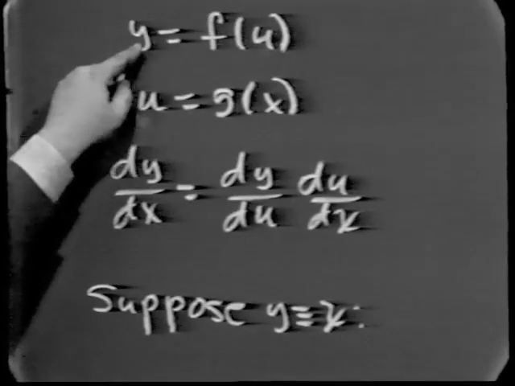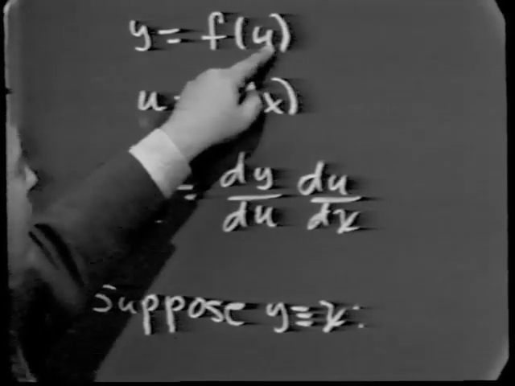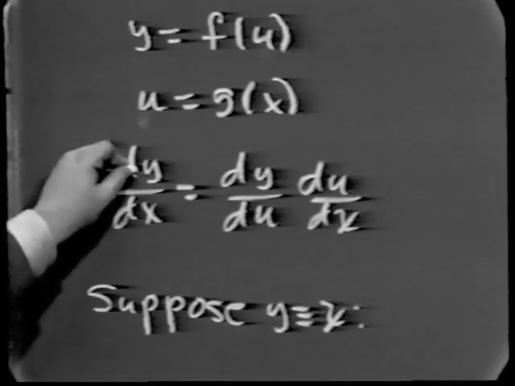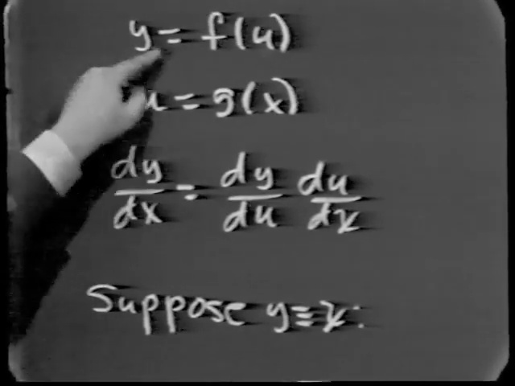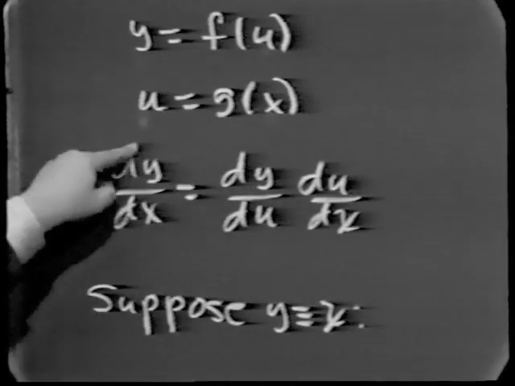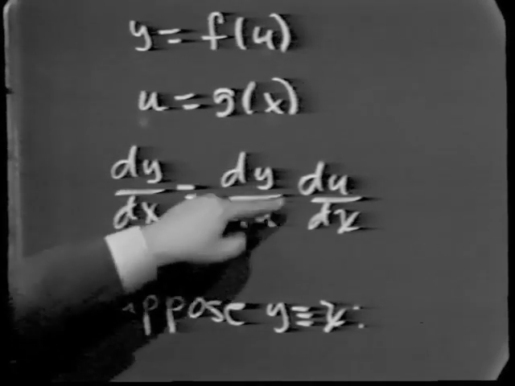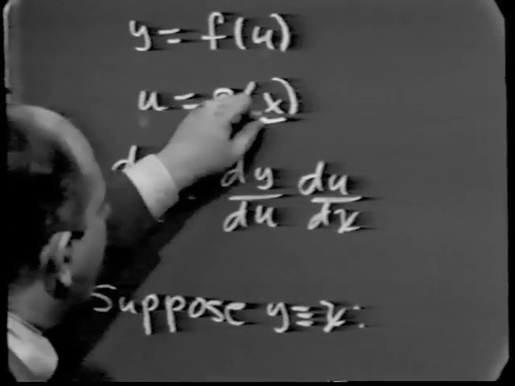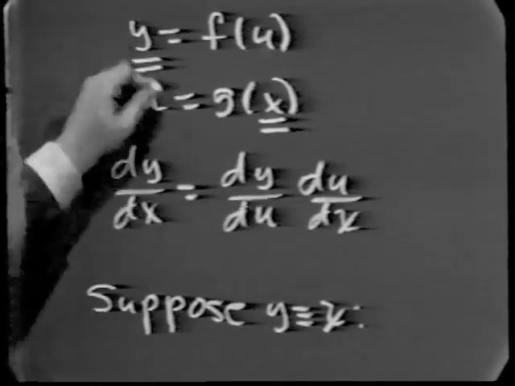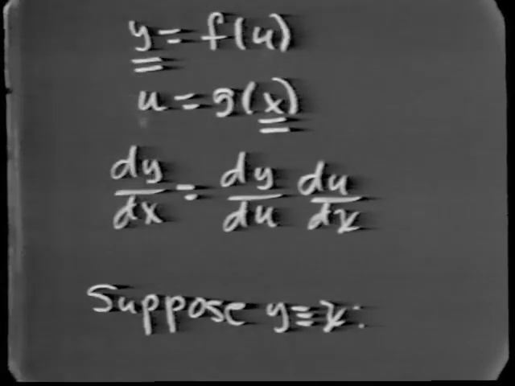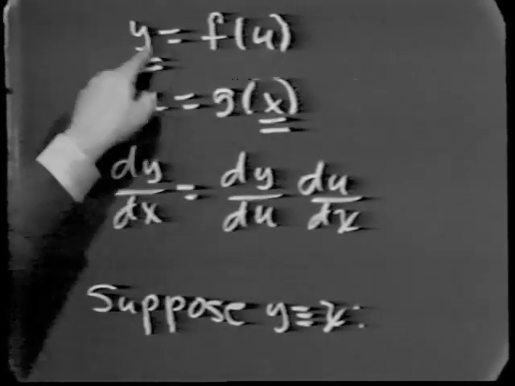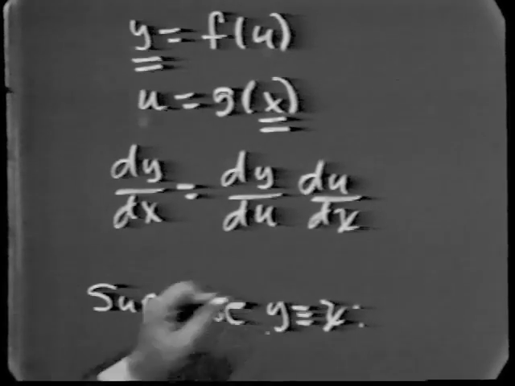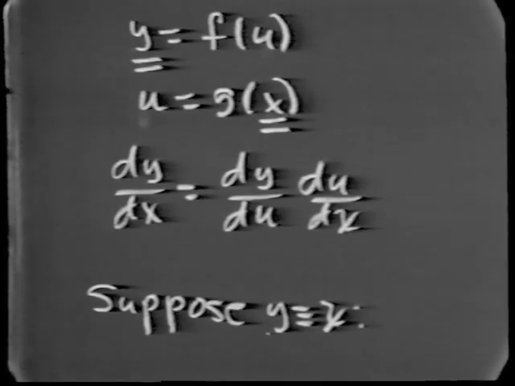Namely, I now assume that y is a differentiable function of u, and that u is a differentiable function of x. By the chain rule, I now know that y is a differentiable function of x, and that dy/dx is dy/du times du/dx. The interesting thing here is that there is nothing in the statement of the chain rule that says that the first variable and the third, that x and y, must be different variables.